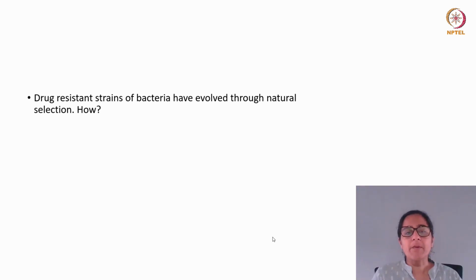Let's say that some of the bacteria are resistant to a particular antibiotic. So the question is, how have drug resistant strains of bacteria evolved through natural selection? Let's imagine a scenario where there are hundreds of bacteria, and you apply an antibiotic and say 80 of them get killed because they are not resistant, but 20 of them manage to survive.